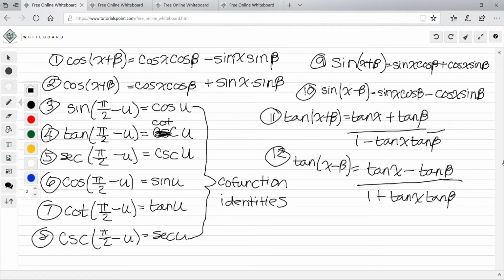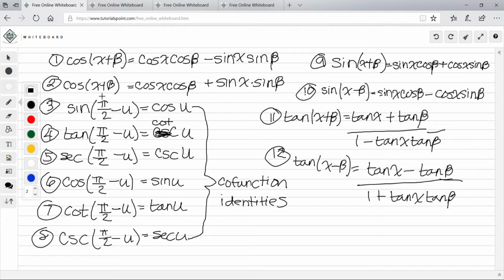So today we're going to learn about sum and difference identities. Before we start, here are some formulas that you might want to write down and memorize. The first one is the cosine of sum. It's cosine of alpha plus beta equals cosine alpha times cosine beta minus sine alpha times sine beta.